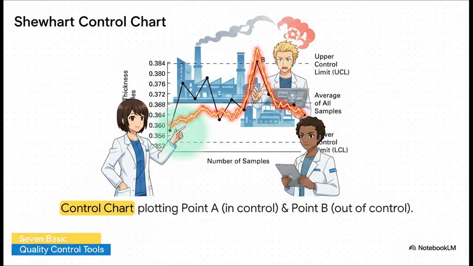It maps data continuously. Notice point A. It's fluctuating, sure, but it's totally within the normal expected range. We'd say it's in control. But then look over at point B. It spikes dangerously outside that top dotted line. That process, it is officially out of control. It's a huge red flag indicating a special cause of variation that needs immediate attention.